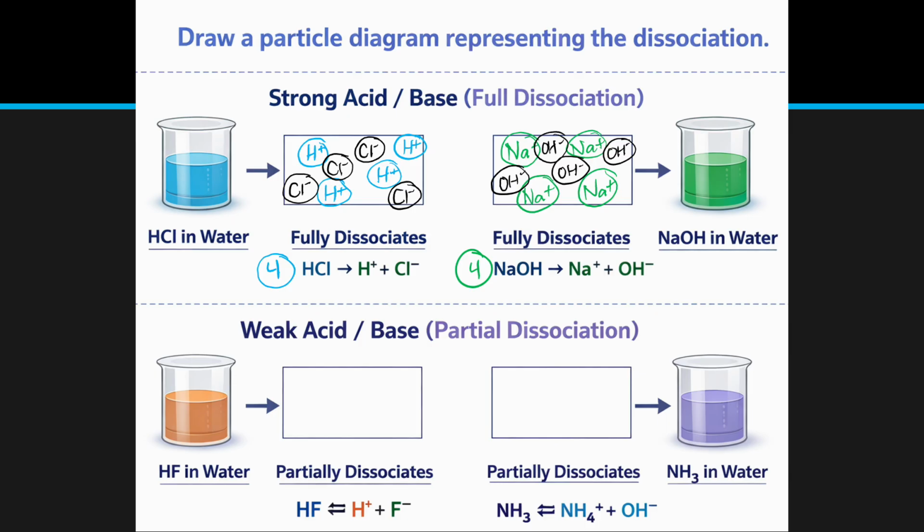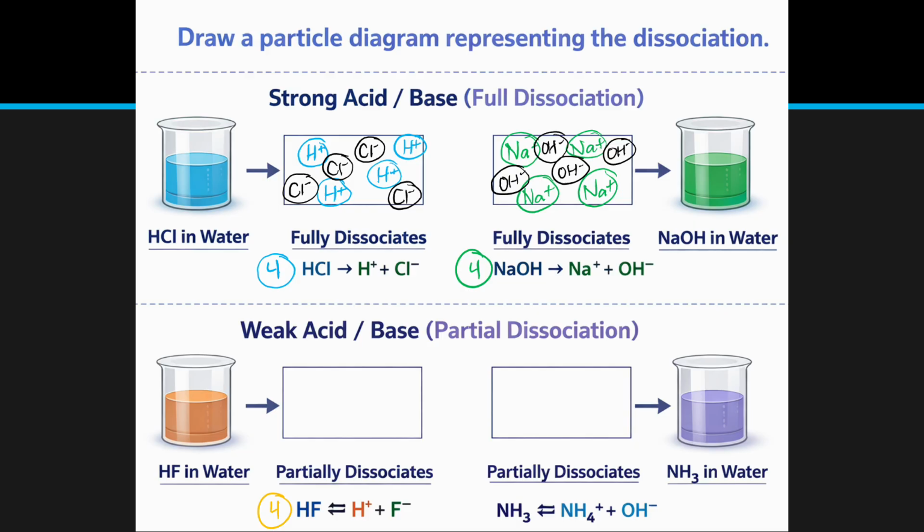And then for our weak acids and bases, those only partially dissociate. So if you have to draw a particle diagram, you're going to draw a mixture of ions and undissociated molecules. So again, let's go ahead and say we have 4 moles of HF. I'm going to just assume that 3 of them are going to stay together.